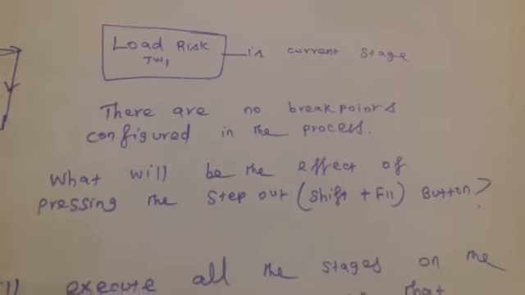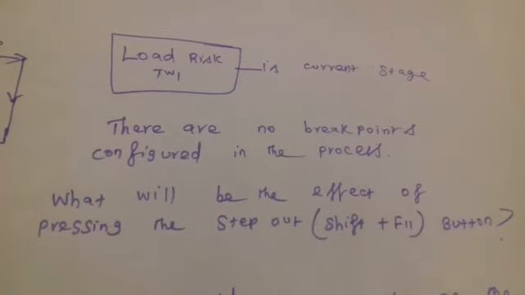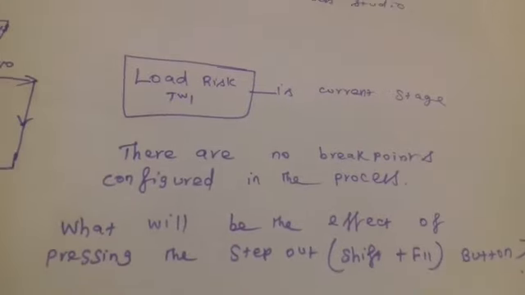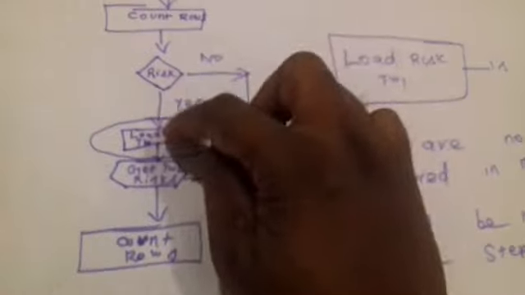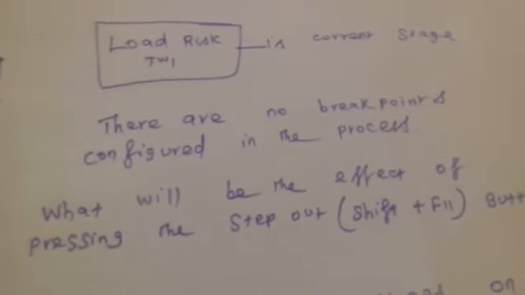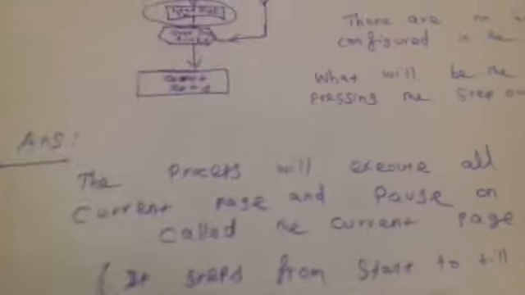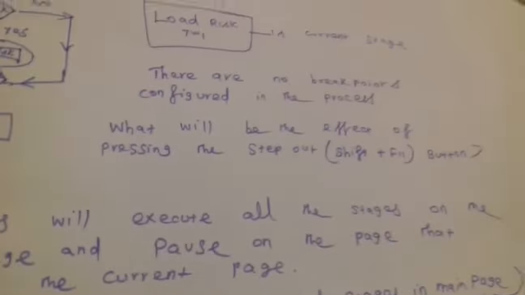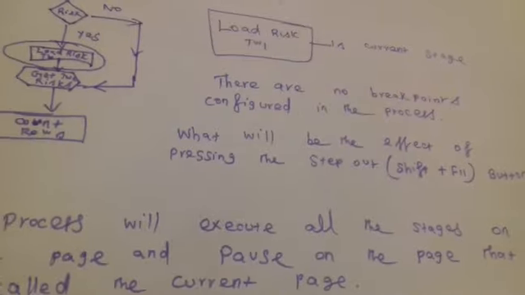What will be the effect of pressing the step out button, that is Shift F11, in the load risk TW, the current stage? This is the question we have. Usually when you click in Blue Prism, we have a lot of options: Shift F11 step out, step in, step over.